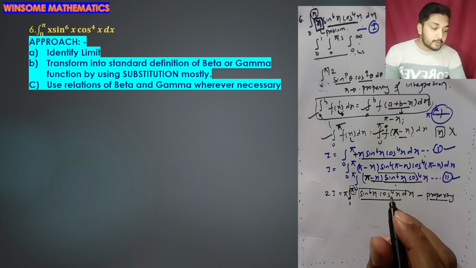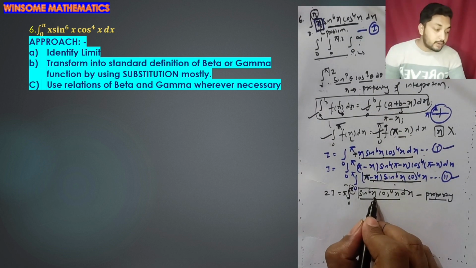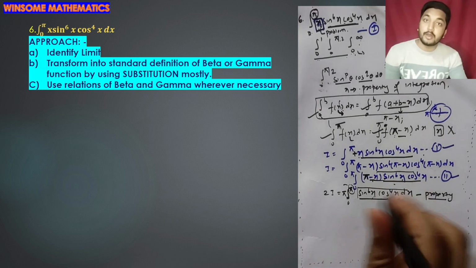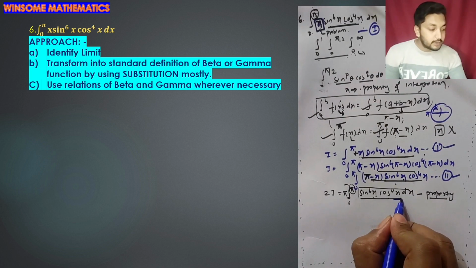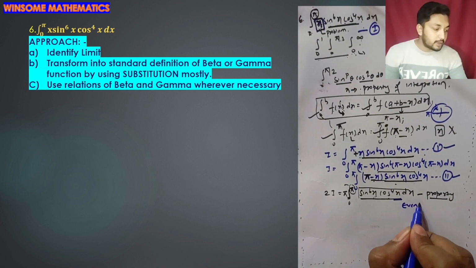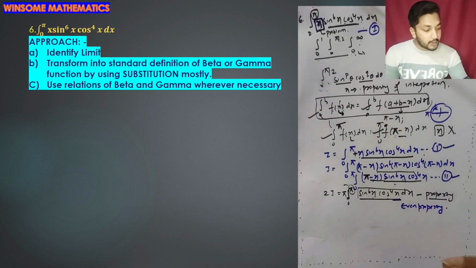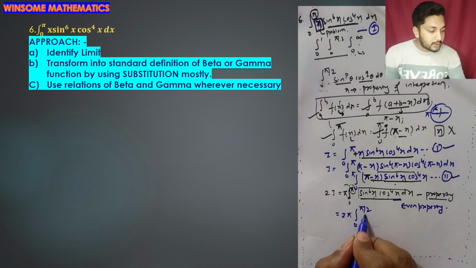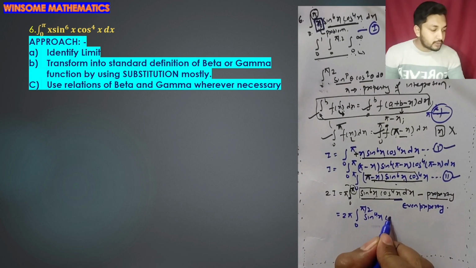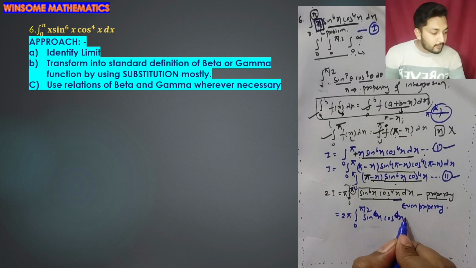So now which property will we use? Because we need to remove pi and don't need to remove this term. So simple. Are you able to think? Yes. We will use the even property of definite integration. The odd-even property we know. So we can easily write 2 pi, 0 to pi by 2, sine to the power 6x and cos to the power 4x dx. This is 6 and this is 4.